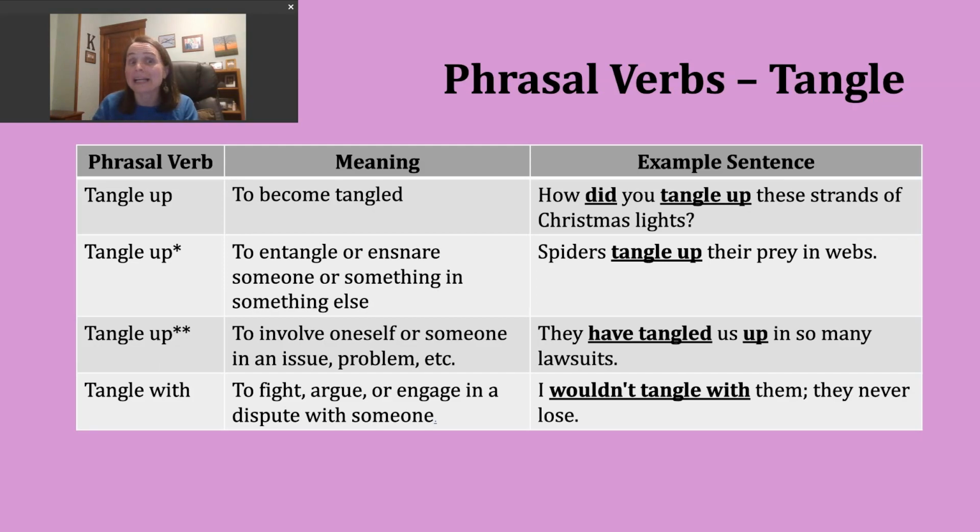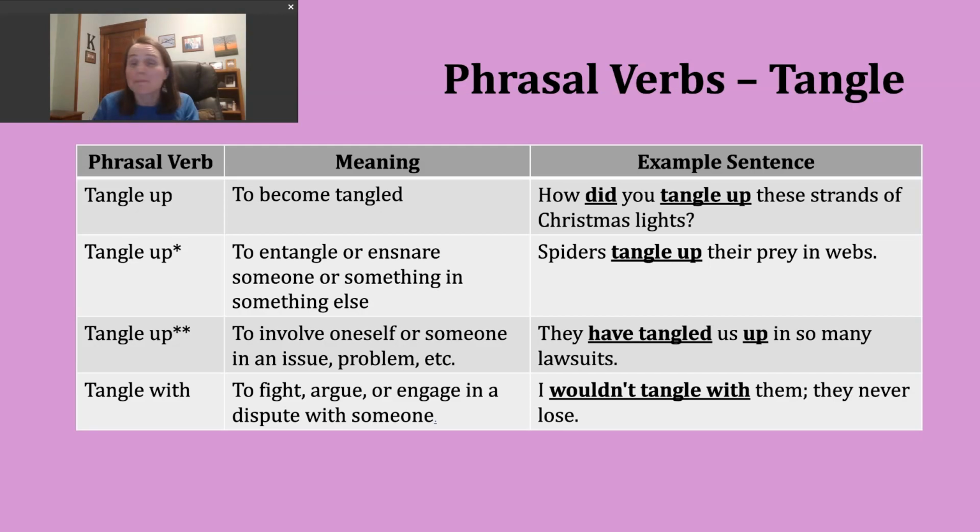A second way you might encounter tangle up means to entangle or ensnare someone or something in something else. That ensnare is kind of like to catch, hold, or keep something. So an example of this in a sentence: spiders tangle up their prey in webs. This is how they eat, right? They can catch other insects in their web and devour them later.